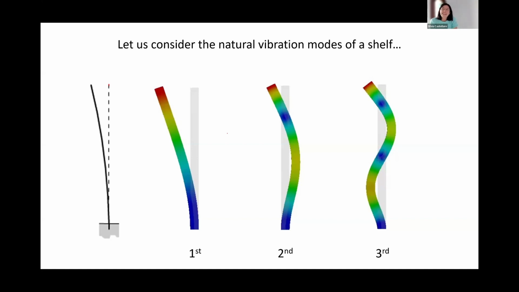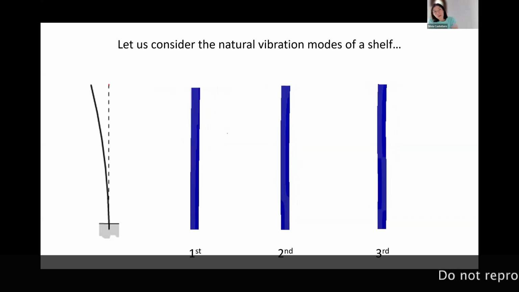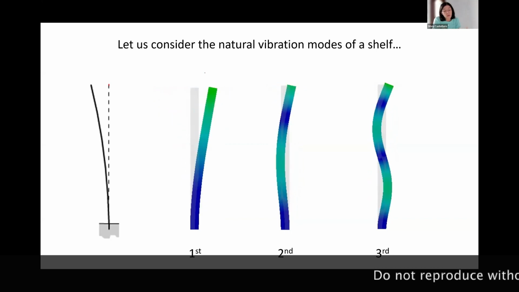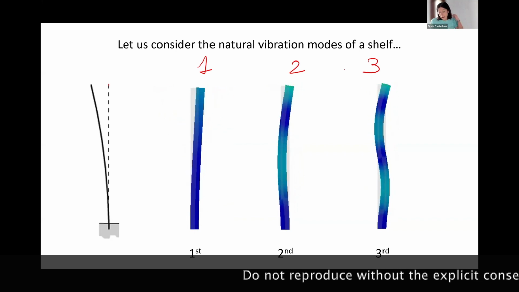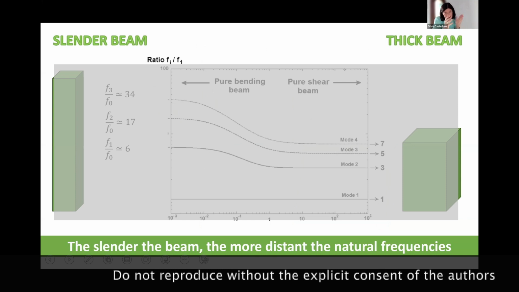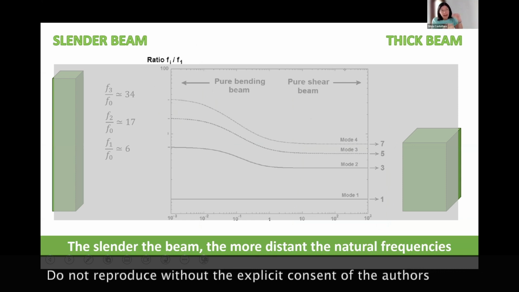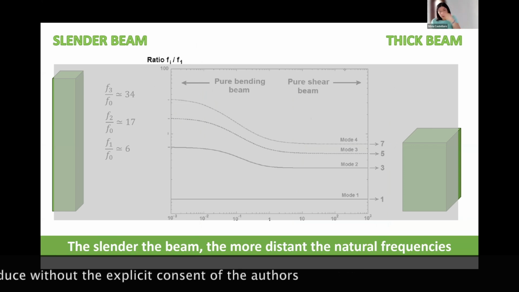Okay, so as I said, I want to borrow a couple of elements from engineering. So think of a building. This is a building, and these are the vibration modes of the building. This is the first mode, the second mode, the third mode. It can be shown that the slenderer your building, the larger will be the distance between the higher modes. The thicker your building, the shorter will be the distance between your higher modes.